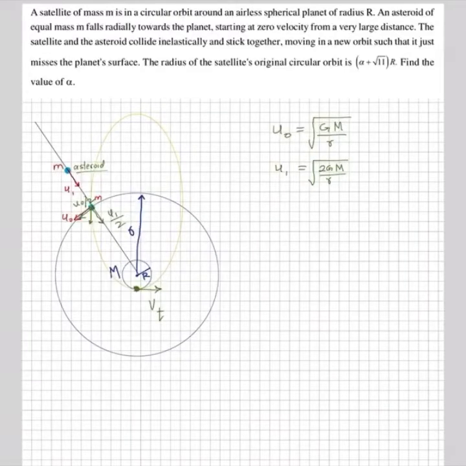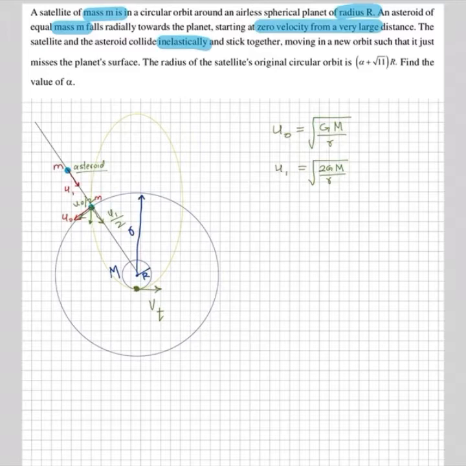Okay, so hello guys. In this video, we are going to solve this problem. The problem states that a satellite of mass m is moving in a circular orbit around a spherical planet of radius R, and an asteroid of equal mass m falls radially towards the planet, starting at zero velocity from a very large distance. The satellite and the asteroid collide inelastically, and they stick together, moving in a new orbit, such that it just misses the planet's surface. And they are asking us to find the radius of the satellite's original circular orbit.